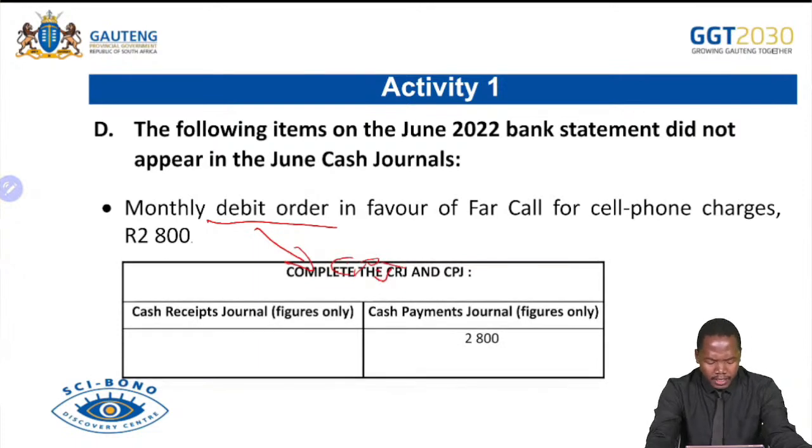Now, let's see how this is recorded. This should be shown on the cash payment journal. As I've told you, debit order means we are paying. It's an arrangement we made with our bank to pay a certain account on our behalf. So it's going to be 2,800. We're adding this figure on our cash payment journal.